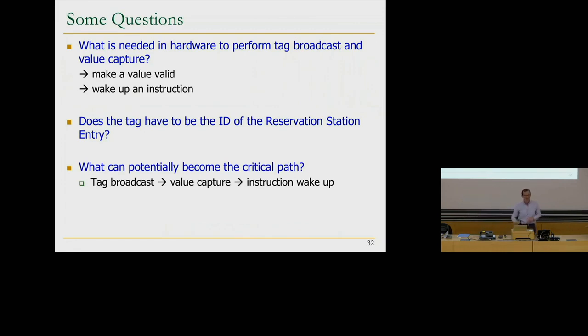You broadcast a tag. Some instructions that are waiting for it need to capture the value based on the equivalence of the tag, and based on that, you need to determine the instruction wakes up. So this is called a loop, actually. This is called the scheduling loop in an out-of-order engine. You're really trying to figure out which instructions should become ready based on what previous instruction produced the value. So this could actually very easily become a critical path.